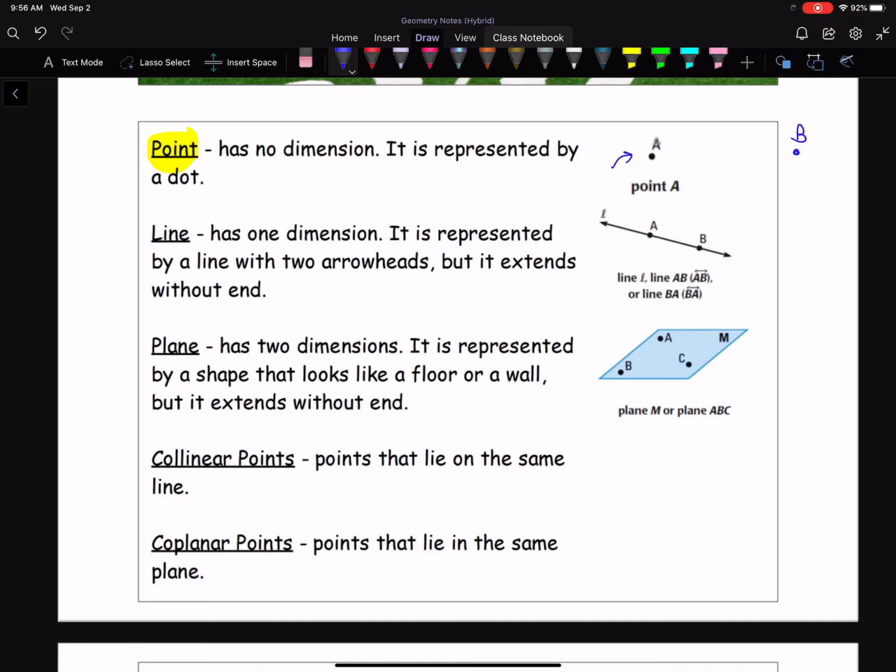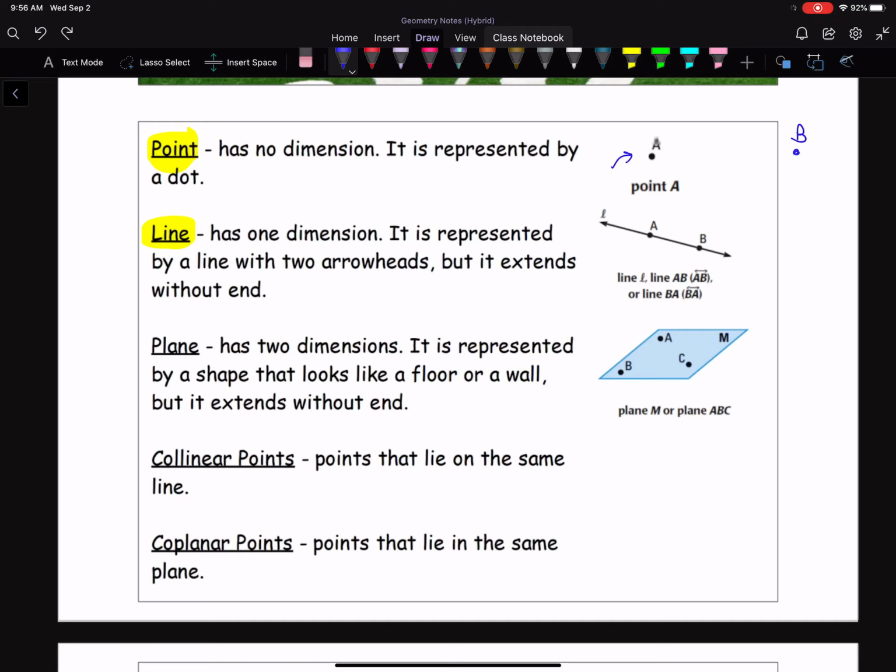Okay, a line has one dimension. It's represented by a line with two arrowheads, but it extends without end. So here is my example just off to the right here. We can call this line L. If you have a little lowercase cursive letter, that's one way you can name a line. Or we can call it line AB using the other 2 points there.